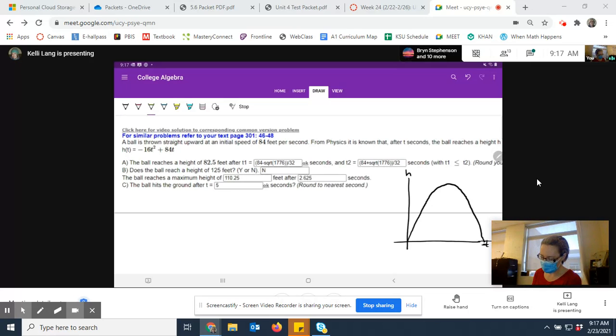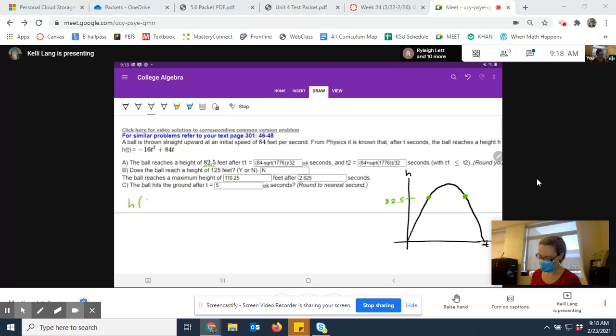And they actually give us a function here, and you'll notice it is a negative quadratic function. It's a negative 16t squared. So we're going to ask some questions about this quadratic. The first one is, the ball reaches a height of 82.5 feet after how many seconds? So this is going to happen twice. So let's say 82.5 feet is like right here. It would reach this height at this point and this point, right? It's going to pass through it twice, once on its way up and once on its way down. So we have to figure out what that point is.